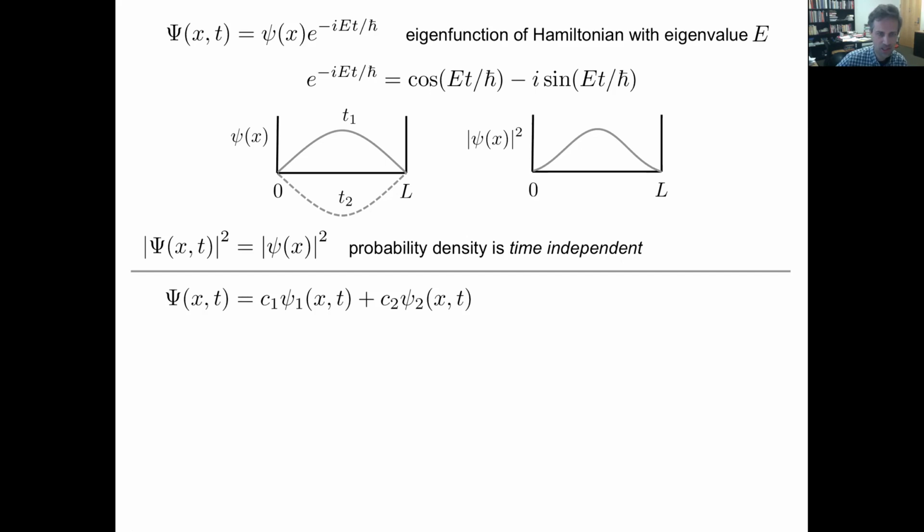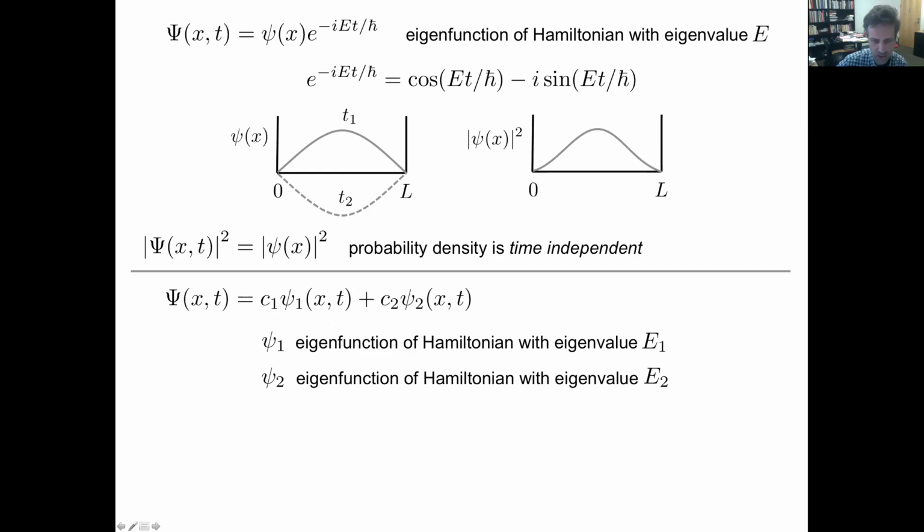Now, but that's not generally the case, because we know that in general, the wave function could be a sum over eigenstates, right? And we have seen an example in one of the lectures that we have had. For instance, a sum over two possible eigenstates of the Hamiltonian. Now, if that is the case, then it's not necessarily time independent. You will see. Okay, so let's say psi1, little psi1, is an eigenfunction of the Hamiltonian with an eigenvalue of E1. Psi2 is also an eigenfunction of the Hamiltonian, but with a different eigenvalue, E2.